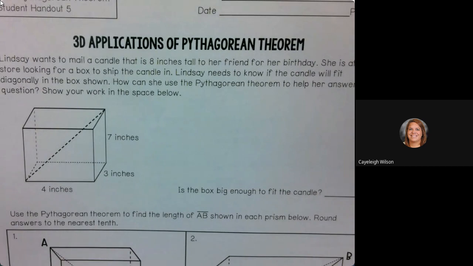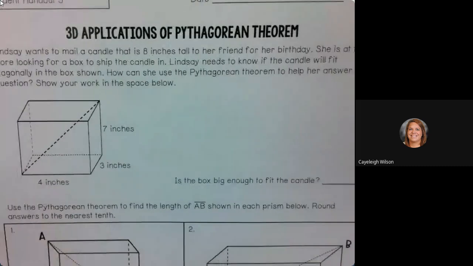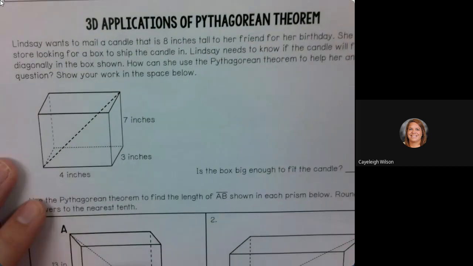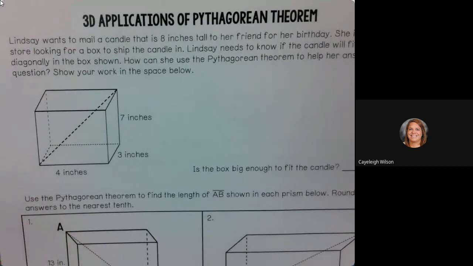Essentially, what happens with 3D shapes like prisms, rectangular prisms, cubes, things like that, is you're eventually going to have to use the Pythagorean theorem twice. So we'll go through some of these. Hopefully they'll make sense to us.